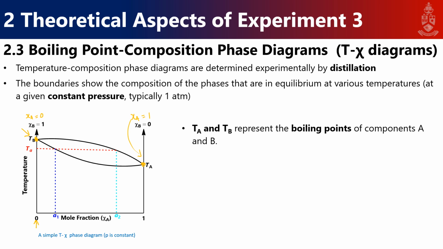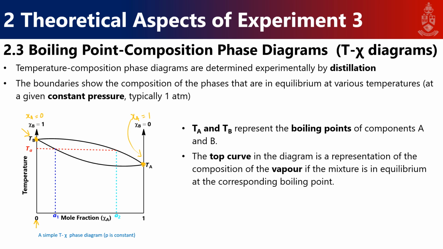So for your two components, you will do the same. On the left and the right hand sides, you will have to draw or substitute the boiling points of the pure components. Then the next thing, the top curve in your diagram is a representation of the composition of the vapor if the mixture is in equilibrium at the corresponding boiling point. So in this case, the top curve will give me the vapor composition.